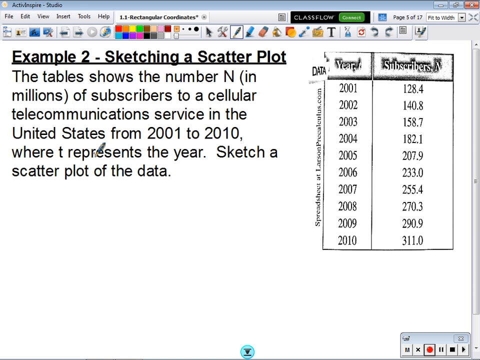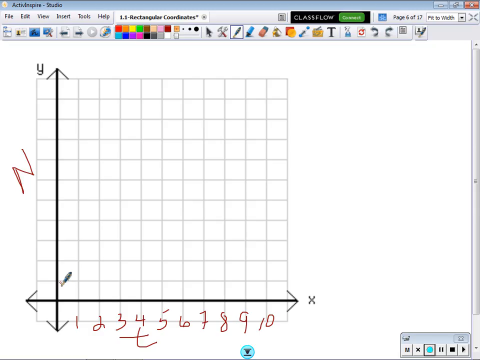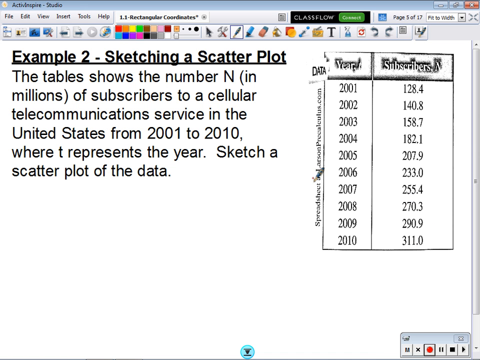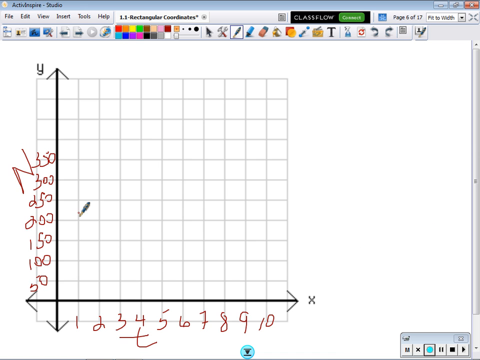If you notice here, I have 10 lines going up the side. So if I did this in, let's say, 50s, that should make it so I had enough room to include all these values. You don't have to scale this in 50s. You can scale this in pretty much anything you want, just as long as when you get to the top of your scale, the largest value in the table, which is 311.0, will fit. Then you can pretty much scale this in anything you want.